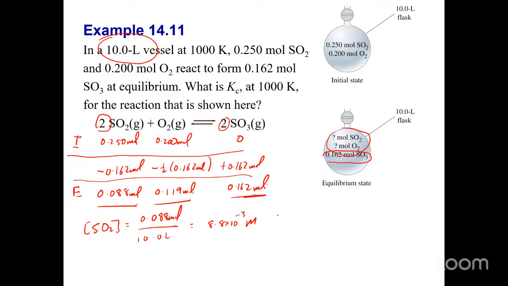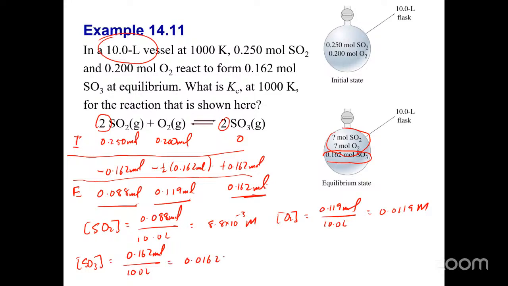And then the concentration of O2 will be equal to 0.119 moles divided by the volume, which again is 10.0 liters because they're all in the same container. So that would be 0.0119 M. And then for the concentration of SO3, that would be equal to 0.162 moles divided by 10.0 liters. So that's going to be equal to 0.0162 M, right?